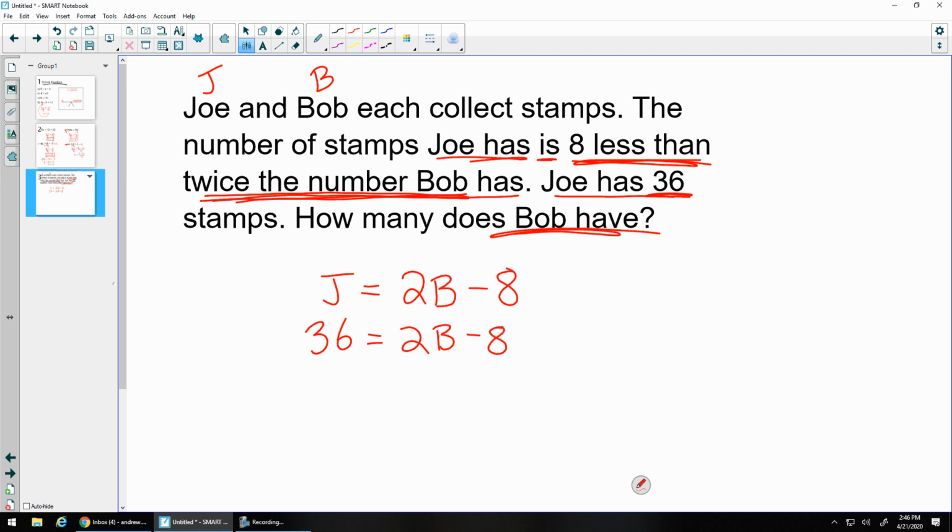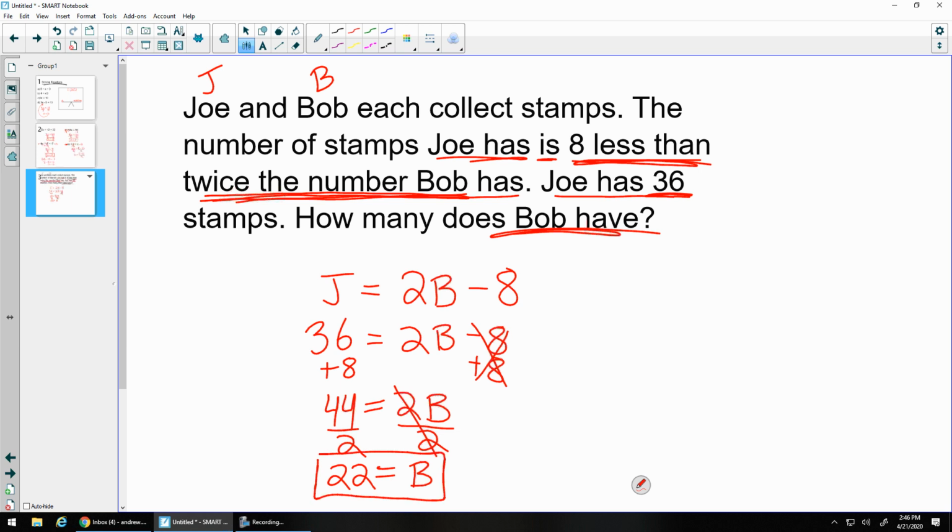And now I can solve. So I add 8 on both sides. I'm left with 44 on the left here. The 8's cancel out, and I'm left with 2B, 2 times the number Bob has. So twice the number of stamps that Bob has is 44. I divide by 2, and I divide by 2. I'm left with Bob's. It doesn't matter that the variable's on the right. That's fine. The number of stamps Bob has is equal to 22. Okay, and there you have it.